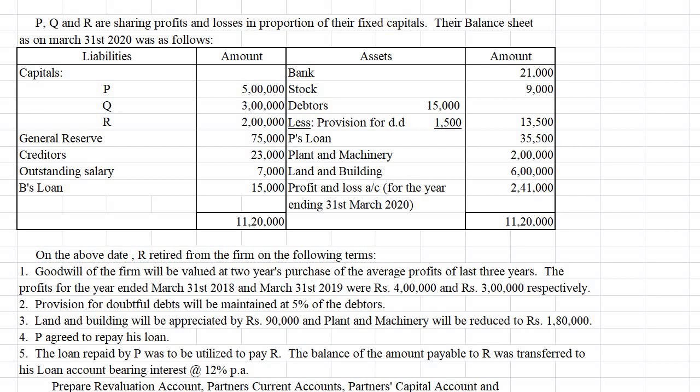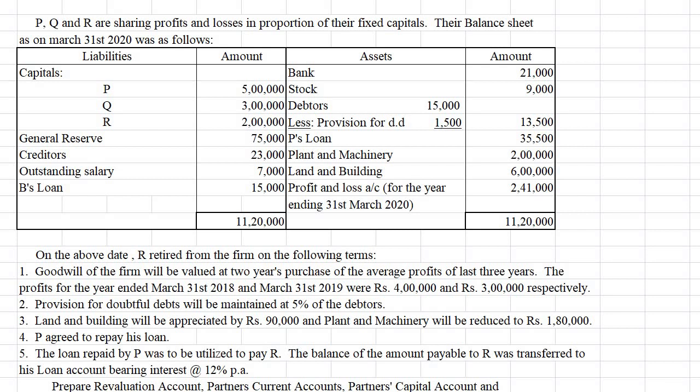Then in the balance sheet asset side there is profit and loss account, that means the balance for the year ending 31st March 2020. Whether it is profit or loss, we know that if there is loss, it will be shown on the asset side of the balance sheet. So that is to be debited to the partners' capital accounts. Is it clear? Then on the retirement of R, goodwill is to be valued at 2 years' purchase of the average profit of the last 3 years.